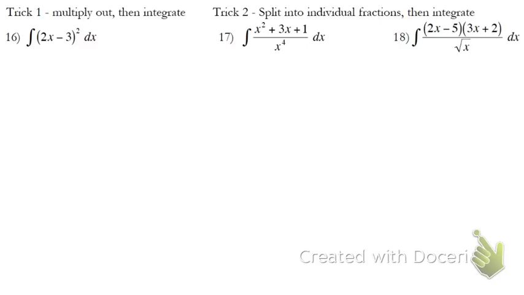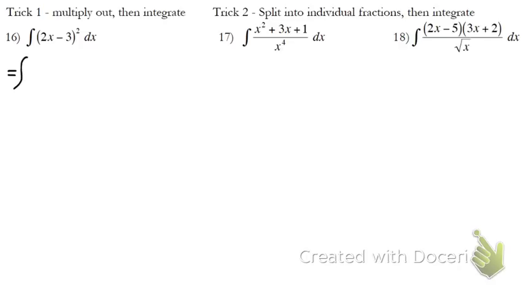Alright, here are our last 3 problems for today. On these ones, they give us a little bit of a hint, like maybe it's too difficult to take the integral as you see it now. So instead, why don't we simplify it and then we can take the integral. So for example, on the first one, they want us to actually multiply it out and then take the integral.